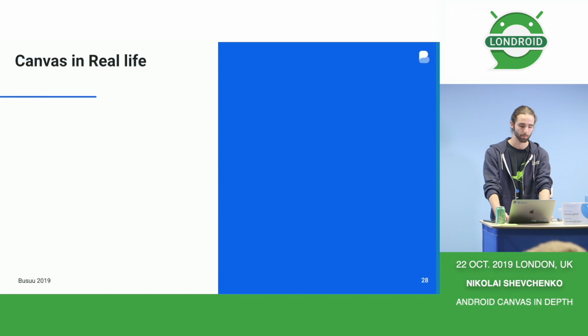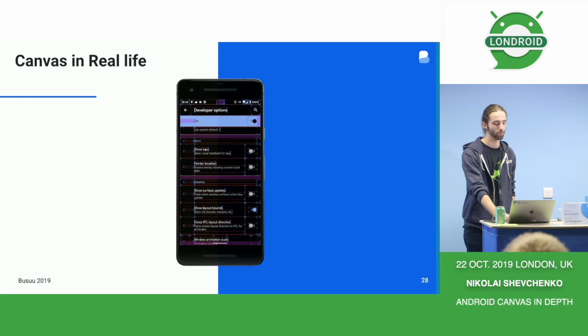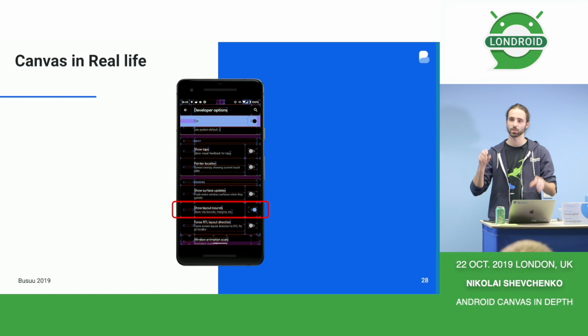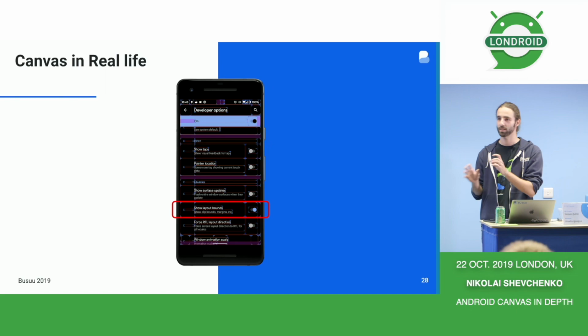And another funny thing regarding all of this canvas talk is that by using another developer setting, show layout bounds, you can start to see how developers from all around the companies have been laying out their positions, how they add padding instead of margin, and stuff like this.